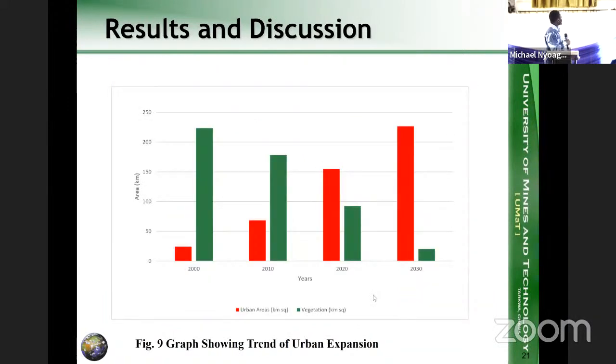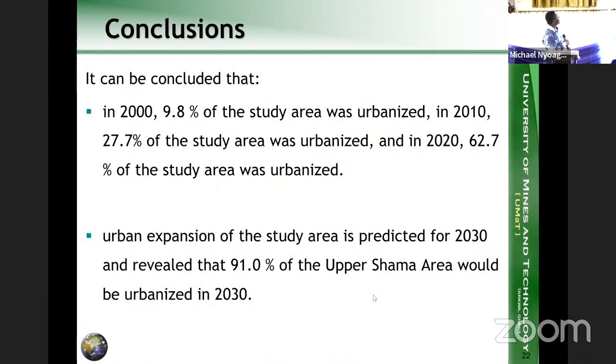So in conclusion, it can be concluded that in the year 2000, 9.8% of the study area was urbanized or experienced urban expansion. In the year 2010, 27.7% of the study area experienced urban expansion. Sometimes we interchange urban expansion. And then in the year 2020, we realized that 62.7% of the area experienced urban expansion. And finally, our predicted model by using artificial neural networks, which is a machine learning algorithm, tells us that in the year 2030, we are expecting Upper Shama area to be urbanized by 91%.